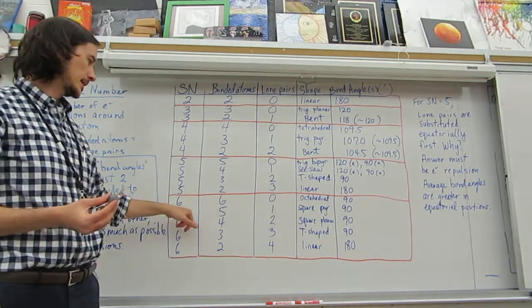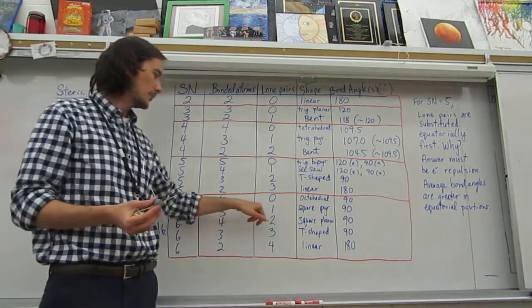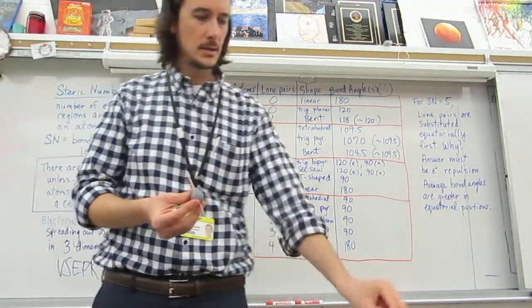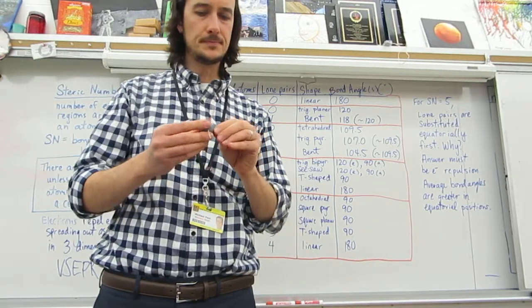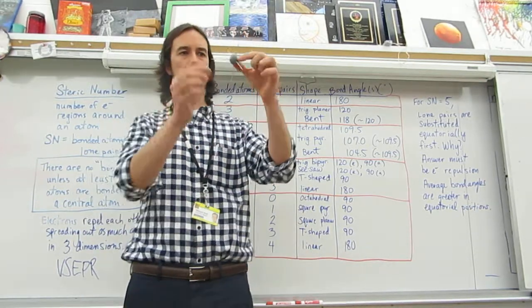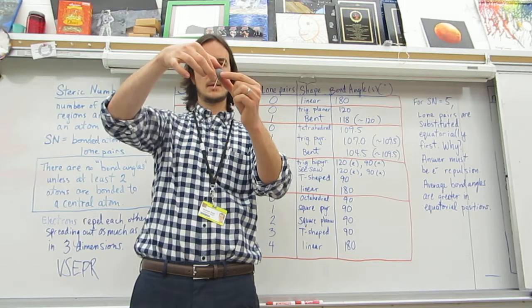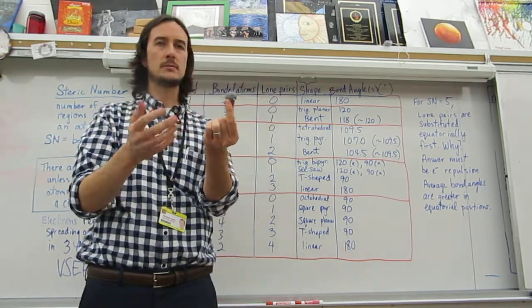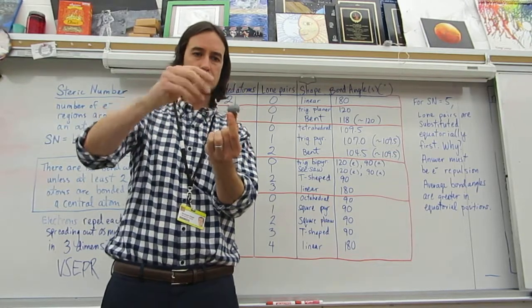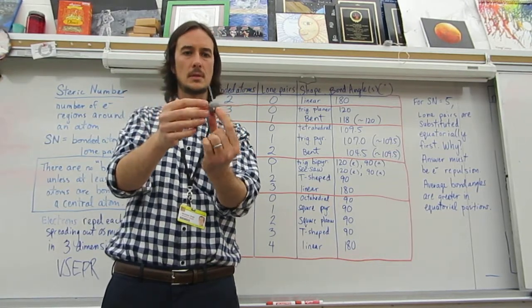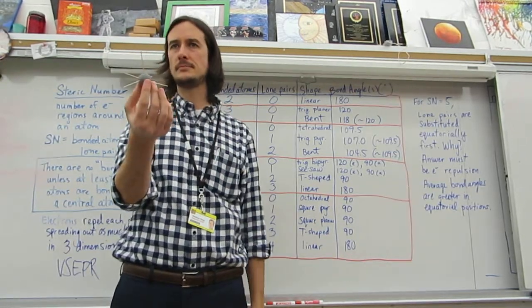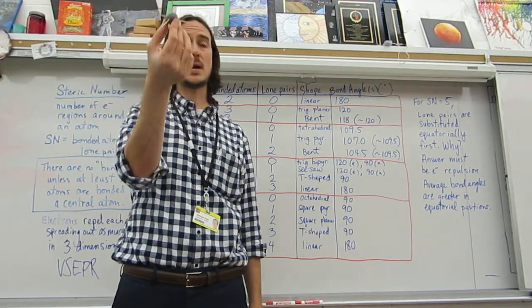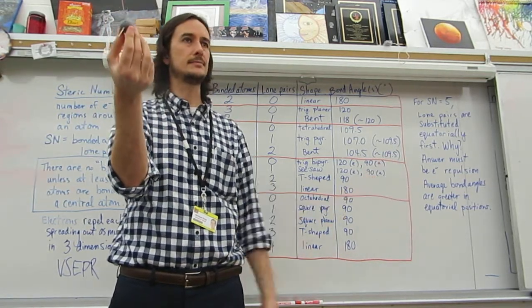All right, so next thing, we start substituting. We take off a bonded atom and add a lone pair of electrons. Okay, we get something like this. And we're going to call this a square pyramid, or square pyramidal shape. Bond angles? 90. There's nothing else.